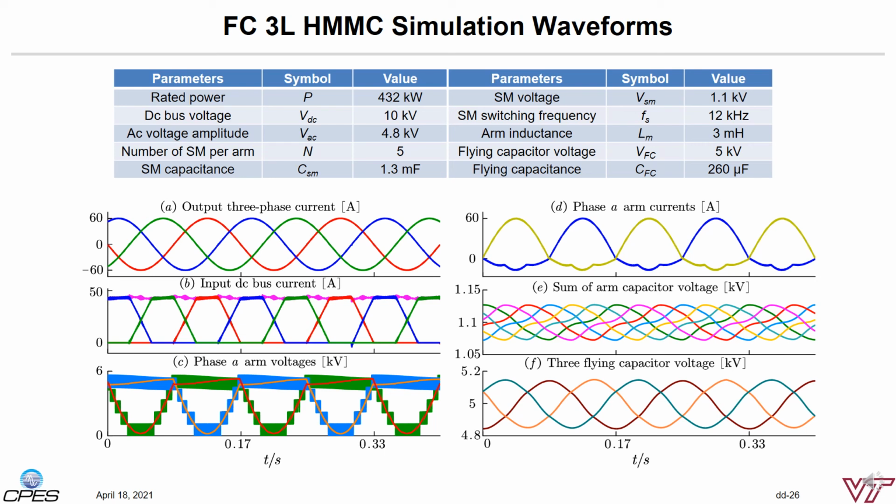The simulation results are shown in the bottom. The left side shows the AC current, DC side current from each phase, and also the upper and lower arm voltages in phase A. The arm current is shown on the right-hand side, as well as the MMC module capacitor voltage variations. The flying capacitor voltage varies with less than 200 volts ripple on the 5 kV average value. So this simulation result shows the feasibility of this flying capacitor-based HMMC converter.